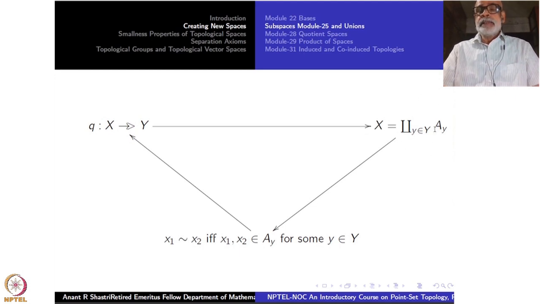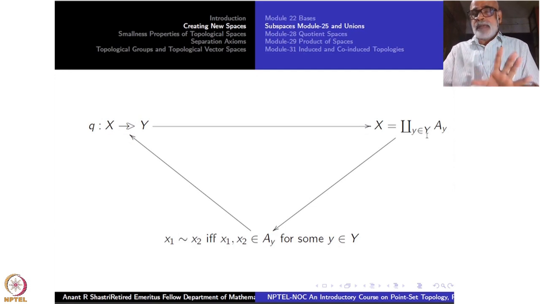I have a partition, I define the equivalence relation. Then I take the corresponding quotient map. Now I look at the partition, let's call them B_y. But B_y will be precisely equal to A_y for each y in Y, where our Y was precisely the original indexing set. How? That is what I want to show you.